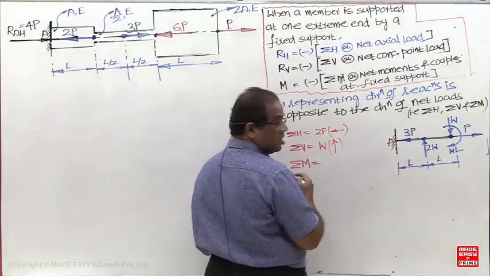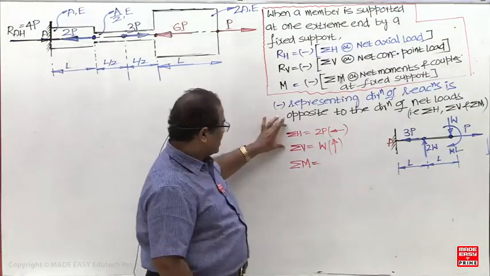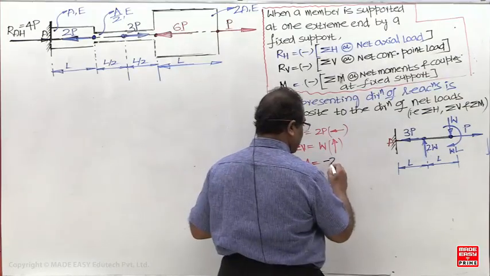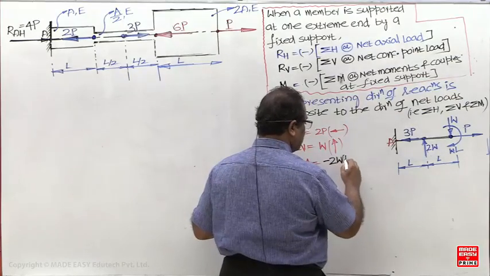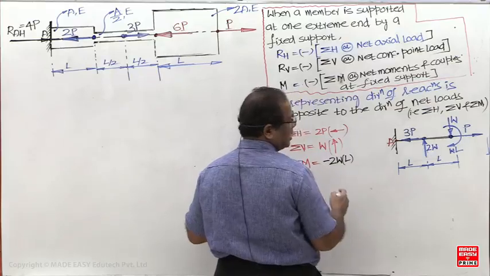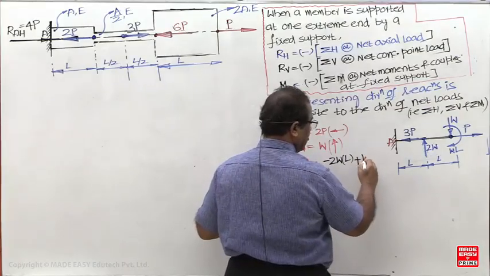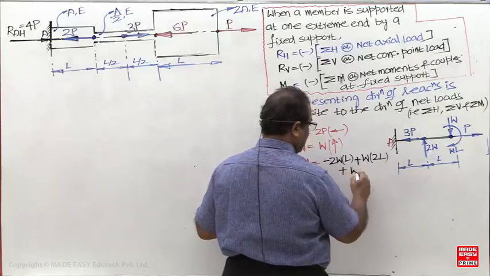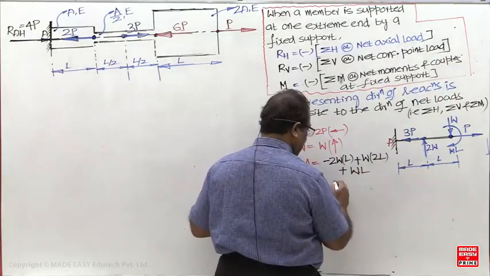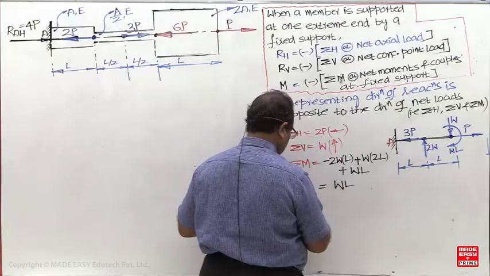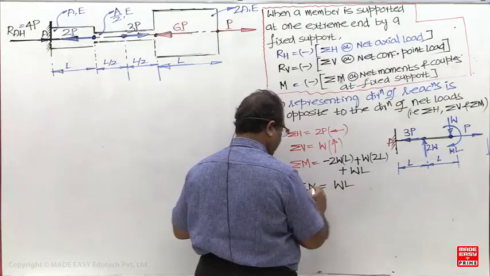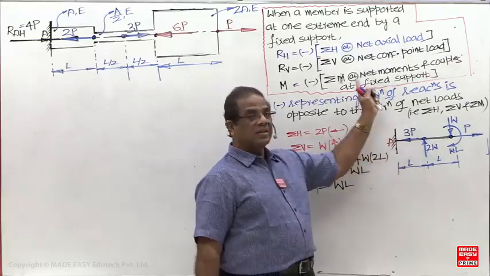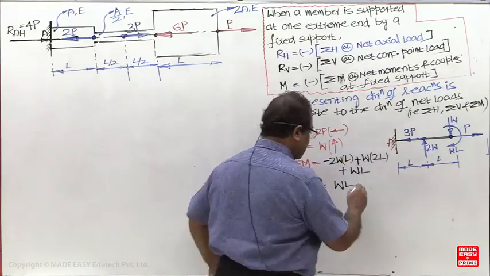You can directly tell this, but better to do this calculation. What is the net moment? Anti-clockwise I am taking negative: 2W into L, anti-clockwise negative. Next, W into 2L. Next, WL. So what value am I getting? I am getting a positive. Anti-clockwise you have taken negative, clockwise positive, which means this is going to be clockwise.